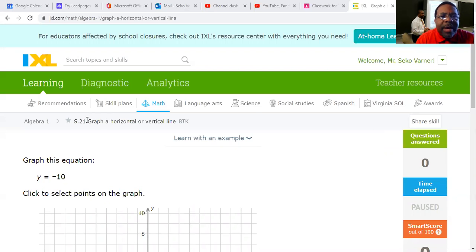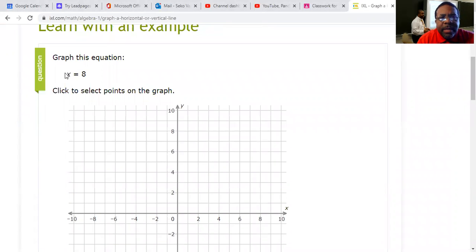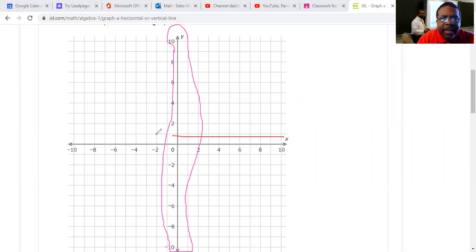S.21. Graph a horizontal or vertical line. Okay, let's knock this out. Learn with an example. The example is x equals 8. Well, one thing that we know is that this is the y line, right? That's y. And this is x.